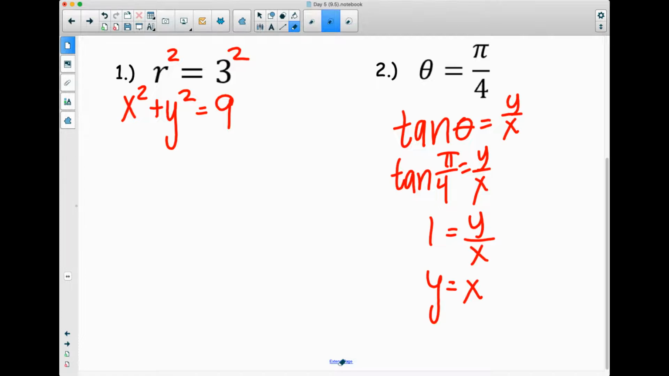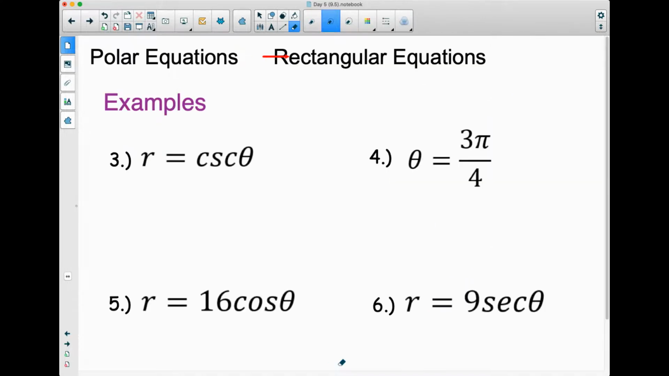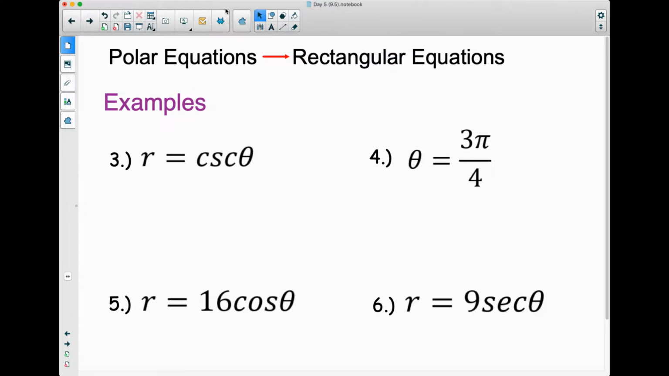Okay. Try these. Keep in mind how to rewrite things like cosecant and secant. That will help you.